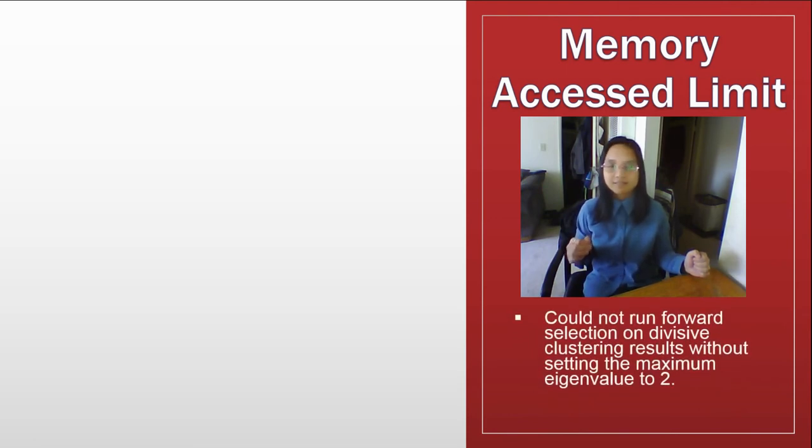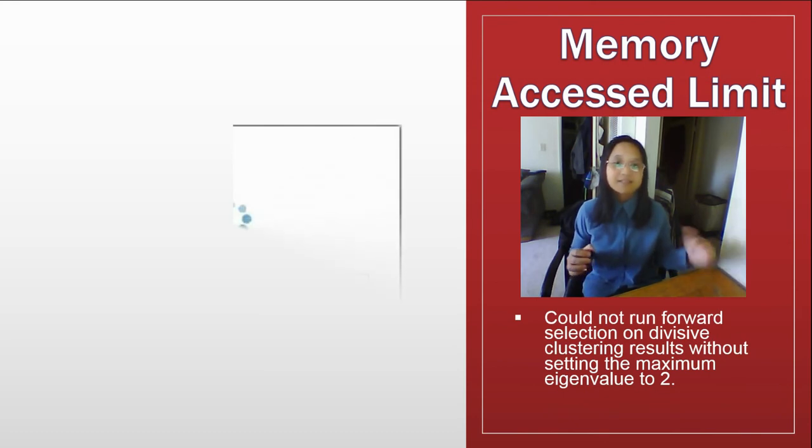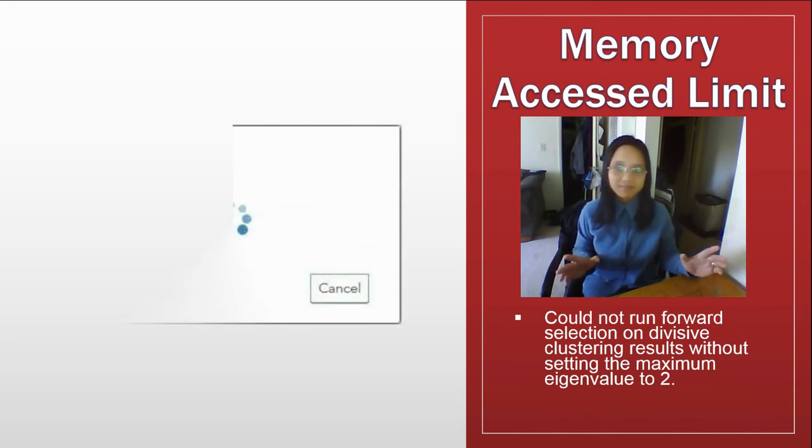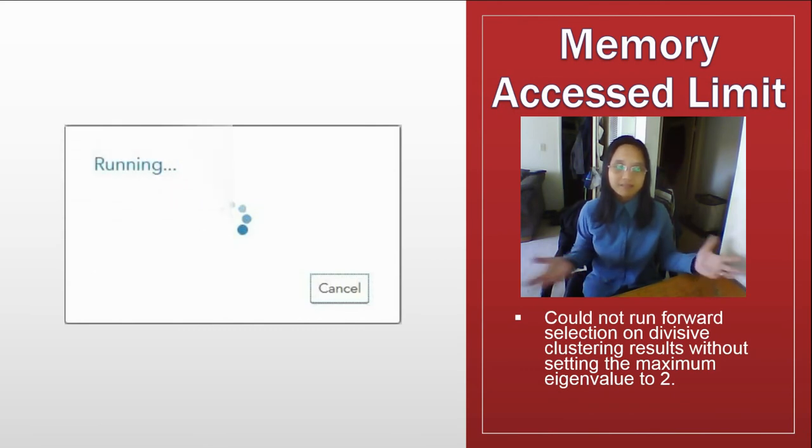Memory access limit. The second limitation was memory. SAS Studio University would not allocate enough memory to complete the calculations for forward selection. There were just too many variables until I set the maximum eigenvalue to 2. Luckily, this did not negatively impact the predictive ability or usability of the model.